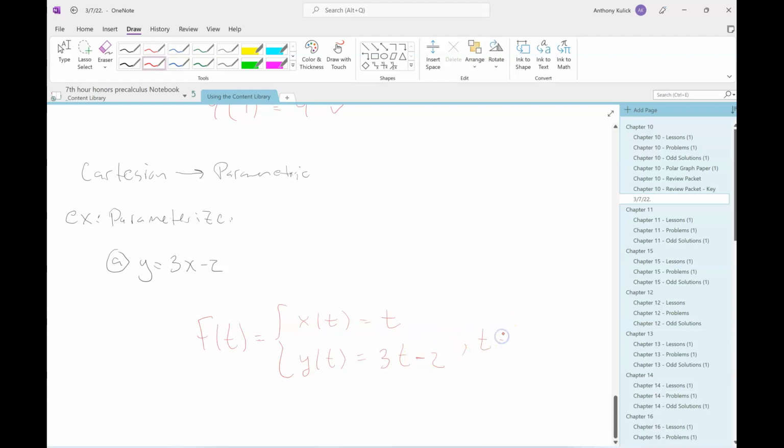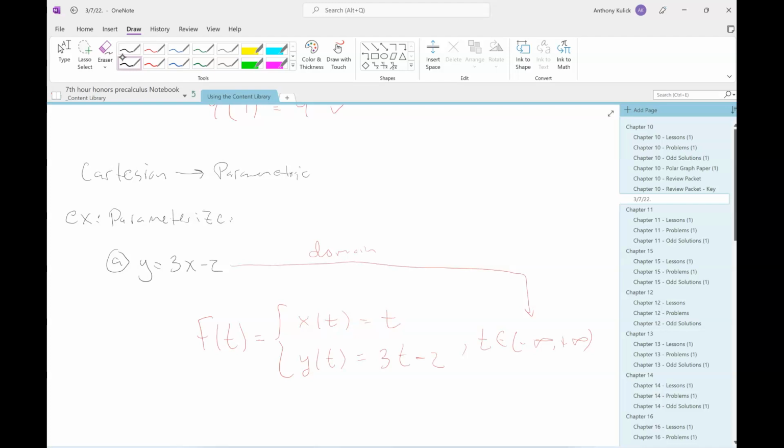And since our t is equal to x, the domain from the Cartesian is going to be the interval for the parameter. What's the domain for y equals 3x minus 2? All real numbers. It's just a line, right? And I'm done. No calculation to do. Could you do this other ways? Yeah, but why would you?